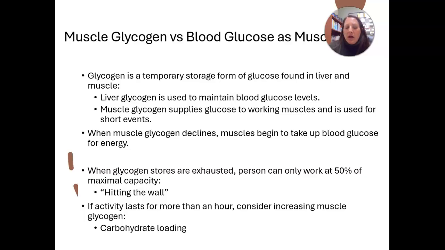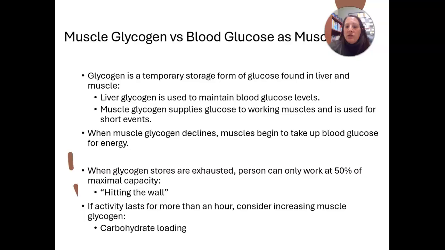Okay, so muscle glycogen gets used by the muscle, it doesn't leave. Liver glycogen is used to resupply blood glucose levels. So there's a difference there. When muscle glycogen declines, so when you're exercising and your muscles are using glucose, the muscles will then have to take up blood glucose from your bloodstream for energy. And so that's going to require the breakdown of glycogen from your liver.